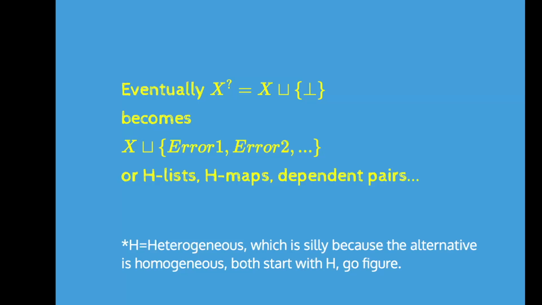In time, you may extend this to include more details. You may have errors of various type, error1, error2, and so forth. And these lead to such structures as hlist, hmaps, and dependent pairs. When you see h used in this way, it means heterogeneous, which is a bit of a silly name because it contrasts homogeneous, and both those words start with h.